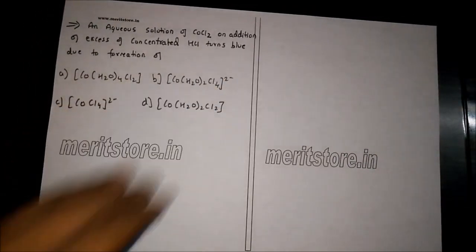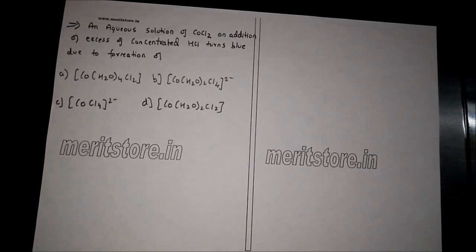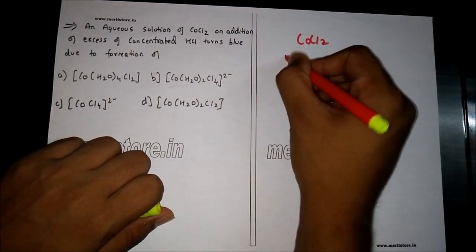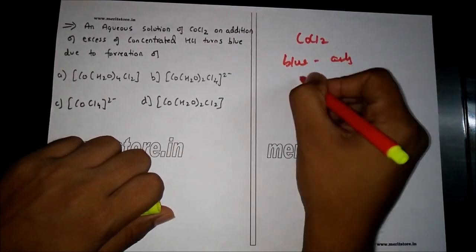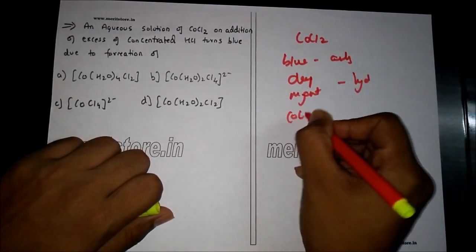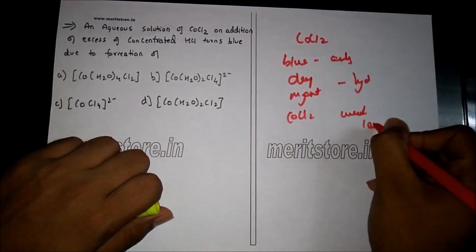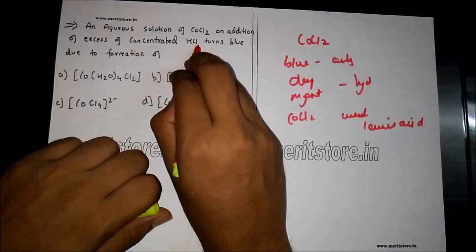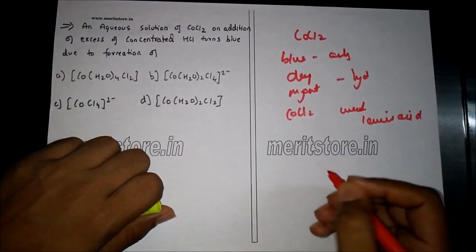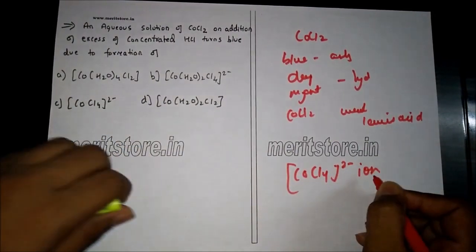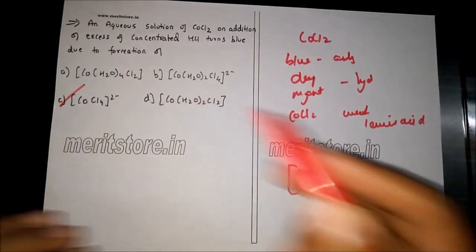An aqueous solution of CoCl2 on addition of excess concentrated HCl turns blue due to the formation of, here are the options. Now, CoCl2 is blue when anhydrous and deep magenta when hydrated. CoCl2 is also a weak Lewis acid, and when it reacts with a chloride ion, that is HCl, it produces a salt containing the tetrahedral [CoCl4]2- ion. Therefore, the correct answer here is option C.